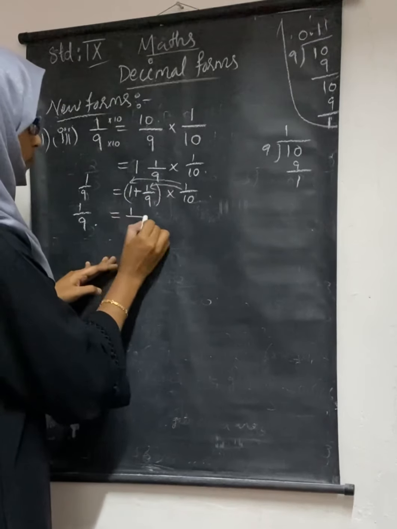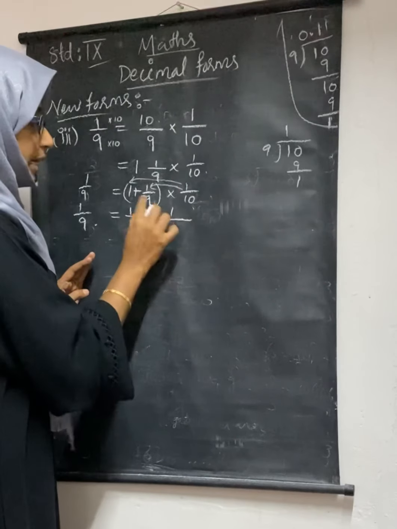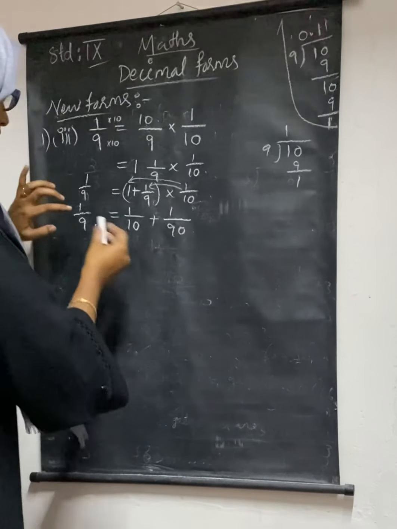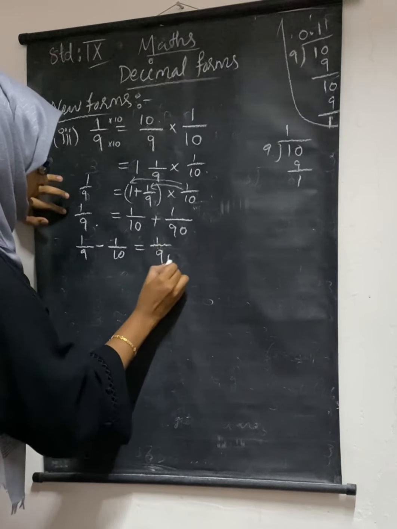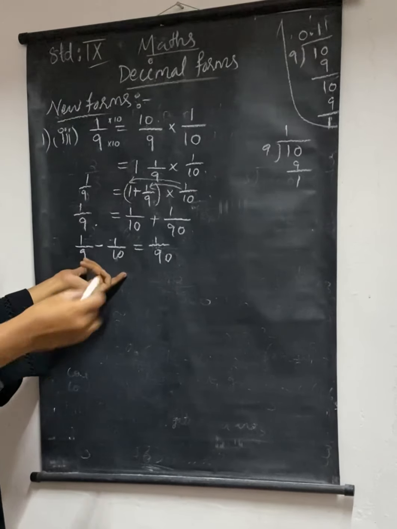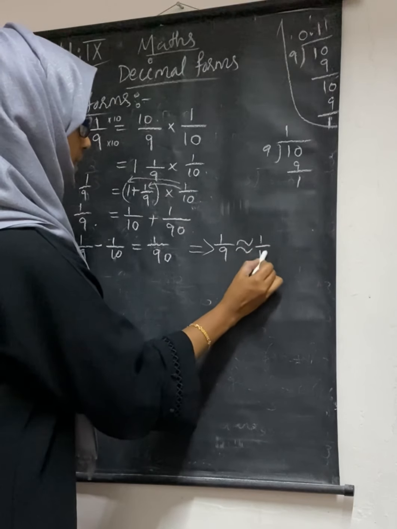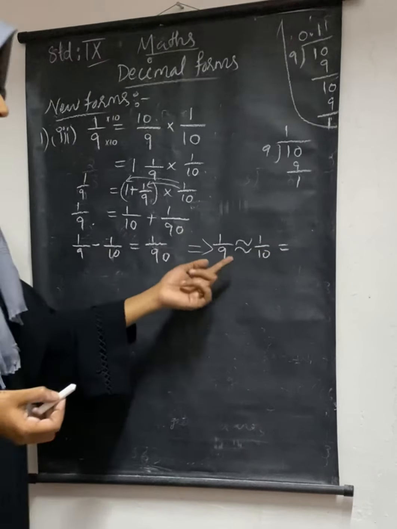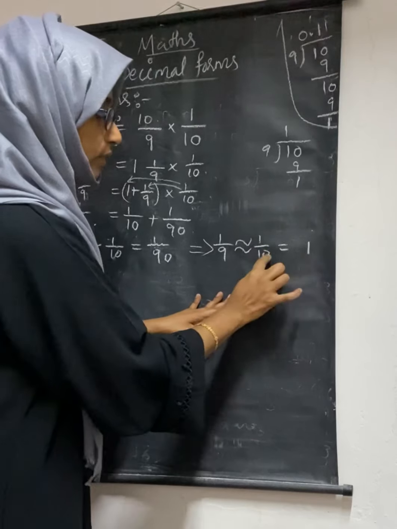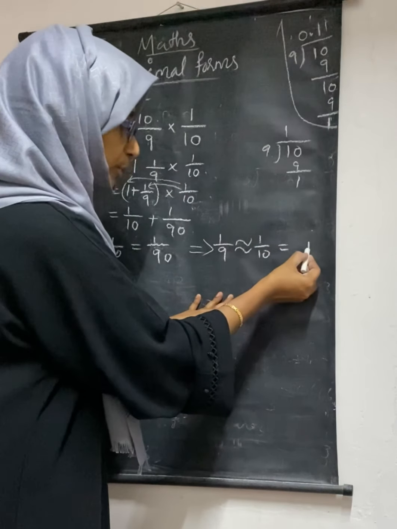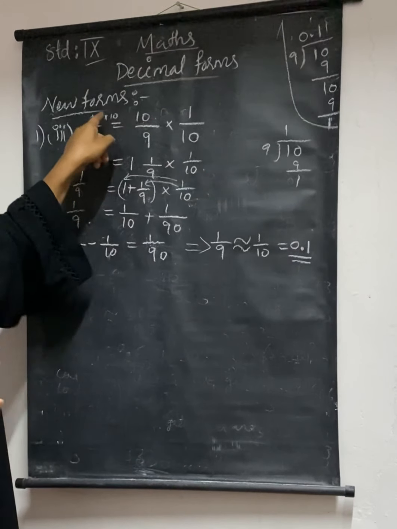So 1 ones are 1, 1 by 10, plus 1 ones are 1 by 9 into 10, 90. So that I can write it in a minus way. 1 by 9 minus 1 by 10 is equal to 1 by 90. So I can say these are closer, no? So I can say that 1 by 9 is approximately equal to 1 by 10. That means, what is the answer? 1 by 10, how can I write? The numerator 1 I am writing here, 1 point, put a point, 0.1. 0.1 you will get when you have multiplied with a 10.